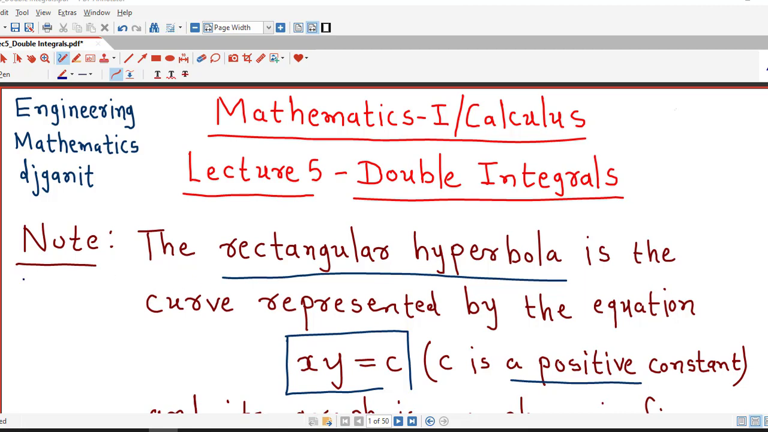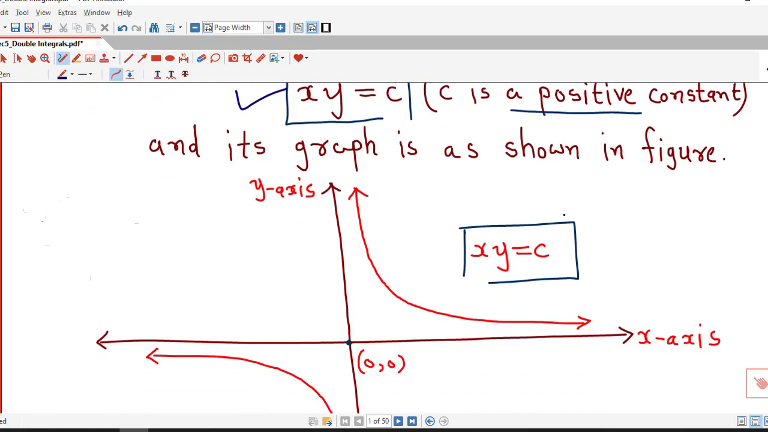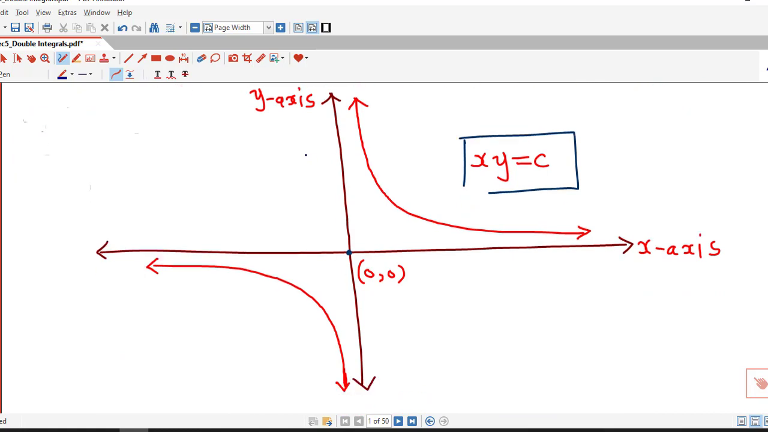Before going for that problem, let us understand the rectangular hyperbola, which is a curve in the xy plane represented by the equation x into y equal to c, where c is a positive constant. This equation represents a rectangular hyperbola in the xy plane, and its graph is as shown in this figure. So this is the graph of the rectangular hyperbola.